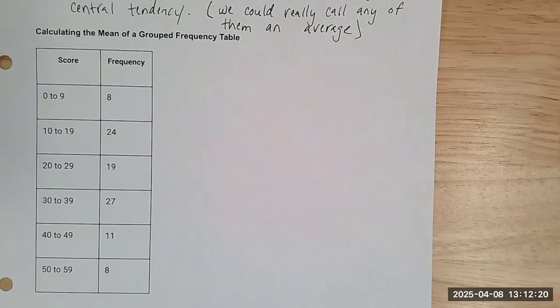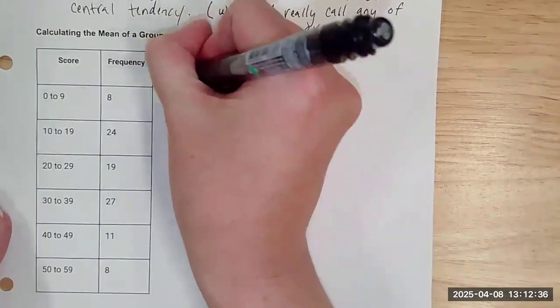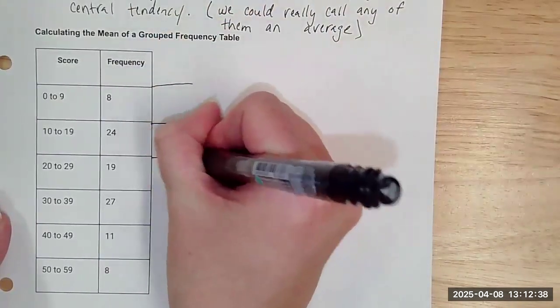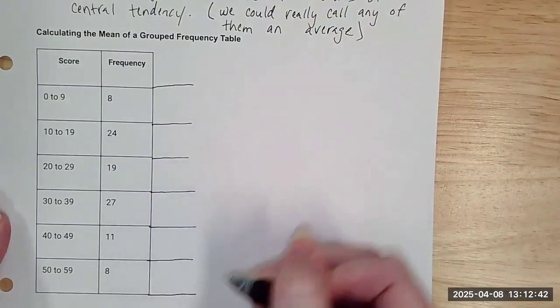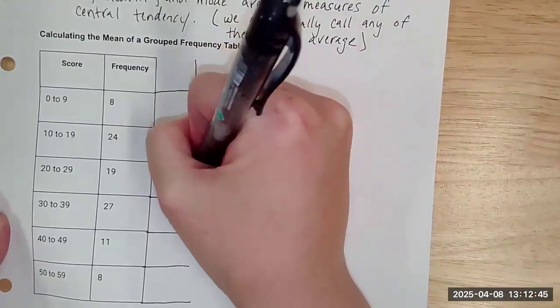So the way we take care of that is you find the midpoint of each of these score ranges. What we're going to do is multiply the midpoint times the frequency and use that as the value. So we're going to make another column. I'm just going to extend my lines over, and this is going to be my midpoint column.